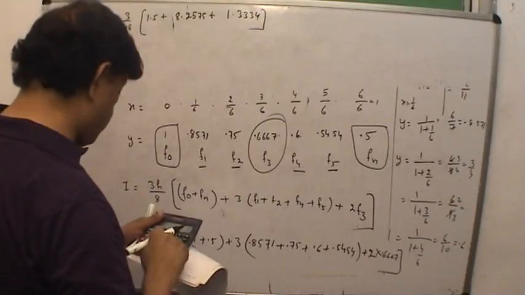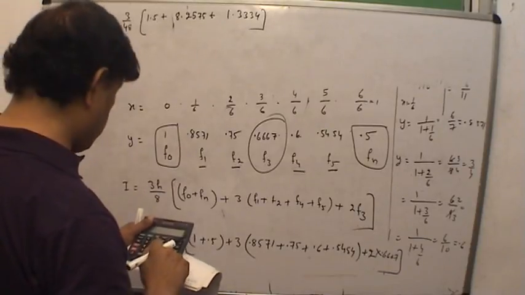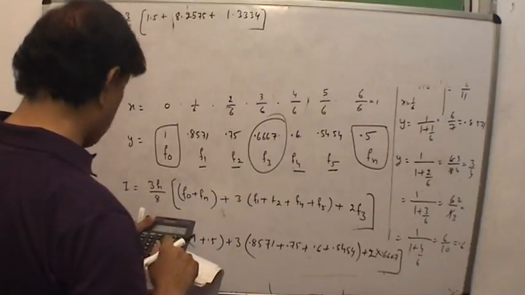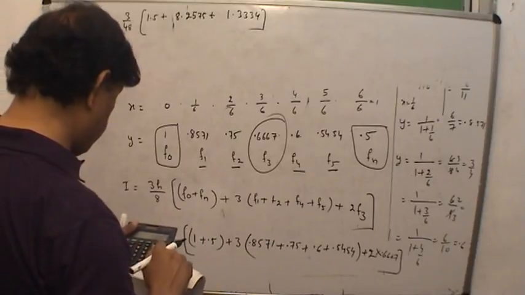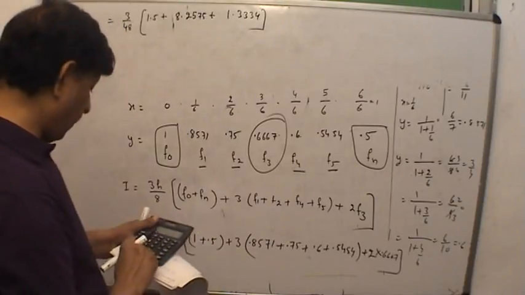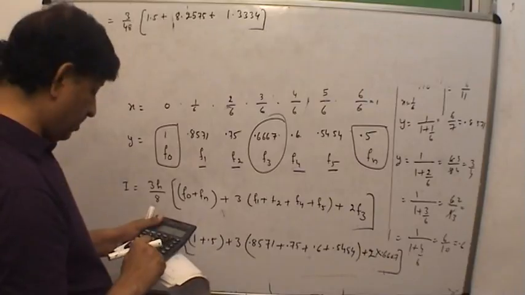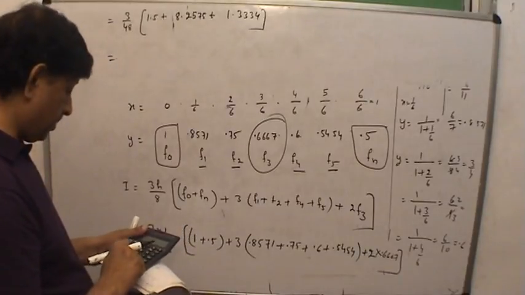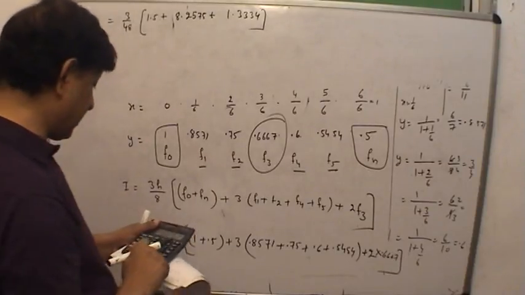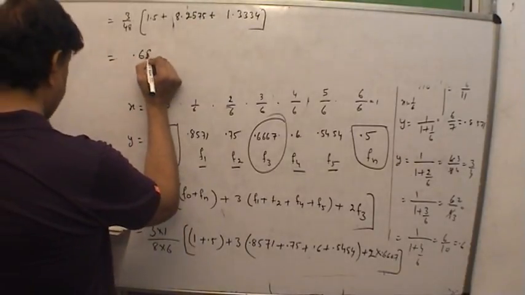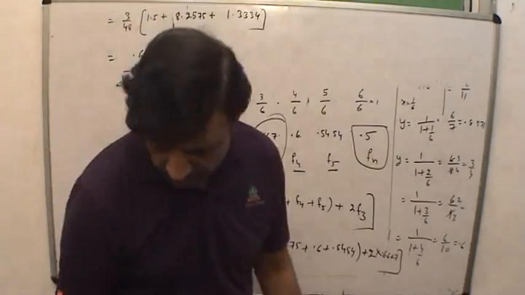1.5 plus 8.2575 plus 1.3334 into 1.5 plus 8.2575 plus 1.3334, so this into 3 divided by 48, and this will come to be 0.6932. That is the Simpson's 3/8 rule.